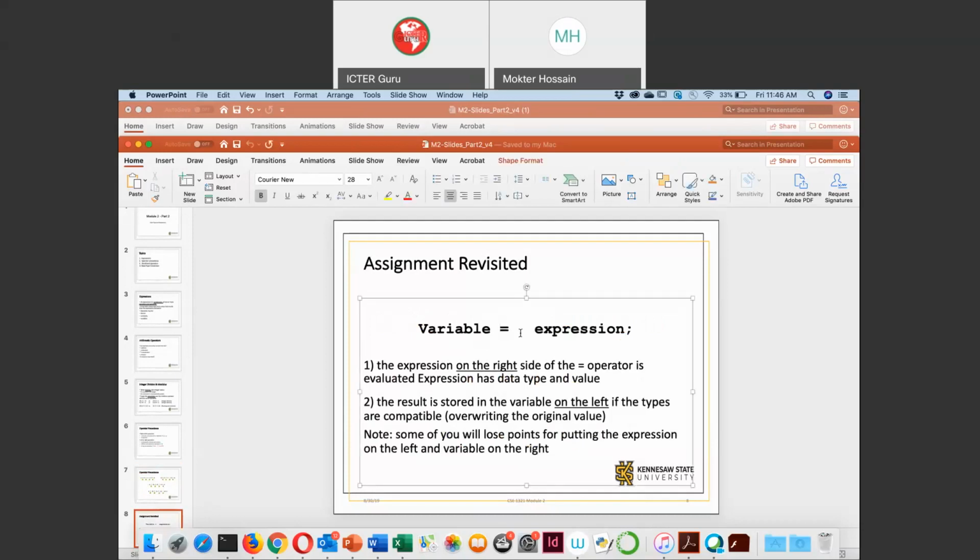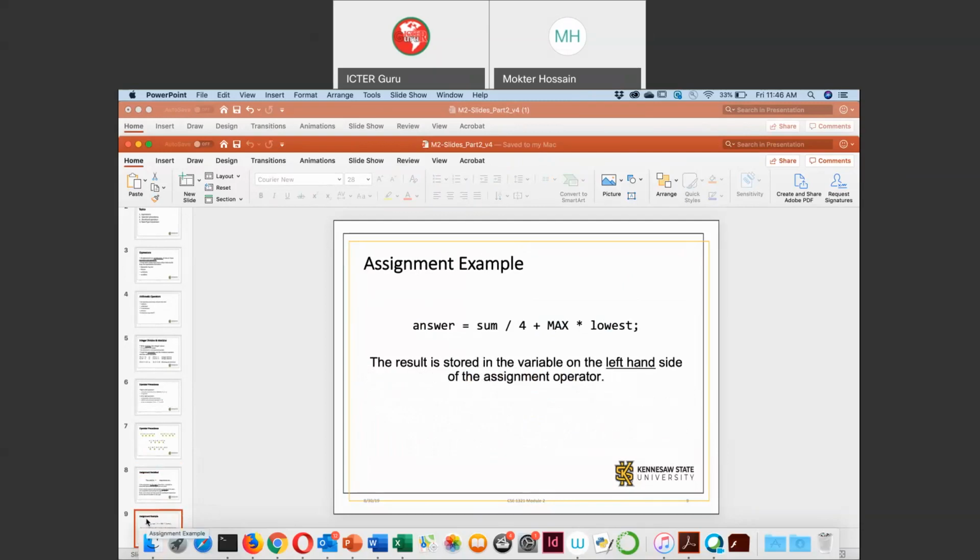Okay, so this equal sign, we will not call it an equal sign. It is actually called the assignment operator. It assigns the value of the right side to the variable on the left side. For instance, if we consider this expression, the result from the right side of this assignment operator will be executed first. Then the total result will be assigned to the left-hand variable answer.